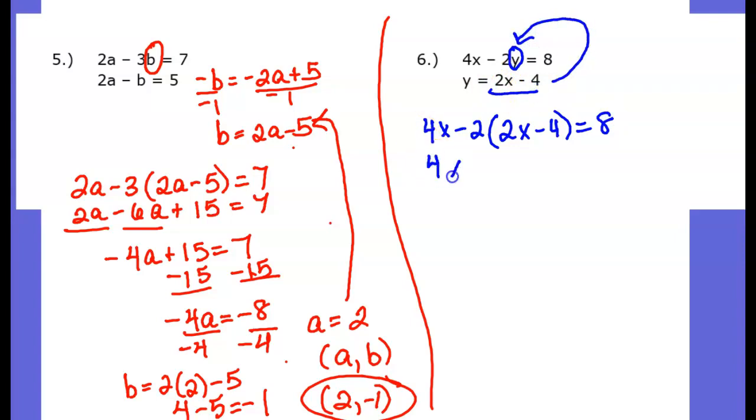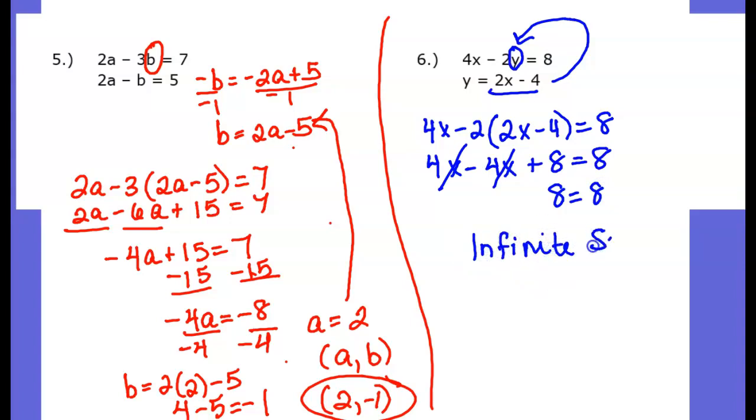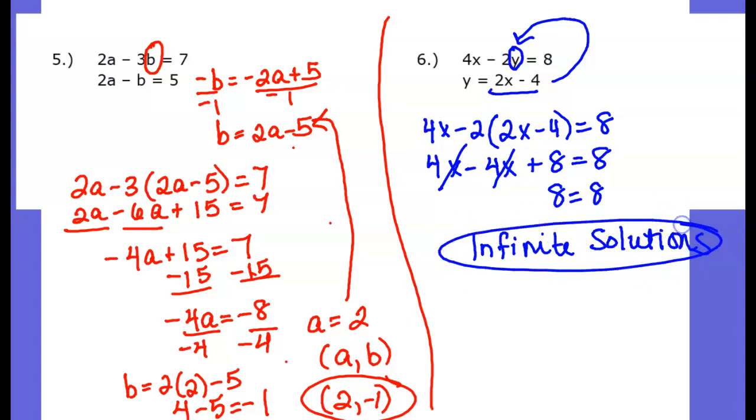Now when I distribute, it's 4x minus 4x plus 8 equals 8. All right, the 4x minus 4x cancel out. I'm left with 8 equals 8. That's a true statement, so I know my answer is infinite solutions. That means those linear equations are the same thing. They're right on top of each other. Okay, so that gives us an example of each type.